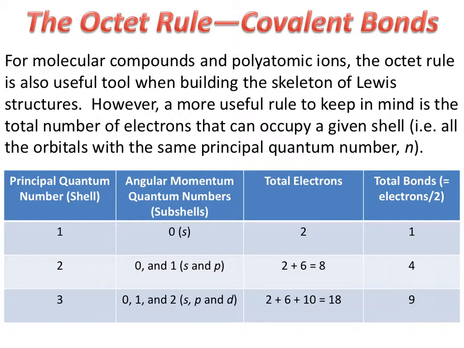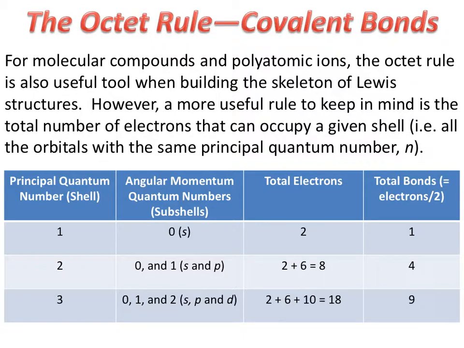The octet rule for covalent bonds basically is a useful tool for building the skeleton of Lewis structures. However, a more useful rule to keep in mind is the total number of electrons that can occupy a given shell. That is, all the orbitals within the same principal quantum number. Looking at the table below, in n equals 1, the first row of the periodic table, the total number of electrons that can be held is 2. As a result, only one bond can be formed, as we see with hydrogen.